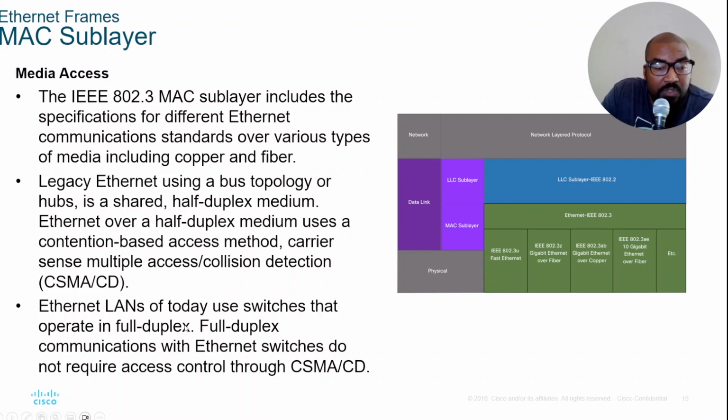Ethernet local area networks of today use switches that operate in full duplex. That means everybody on the freeway is moving. We're able to use our turn signals and go in and out of traffic like we need to. There are no problems at all.